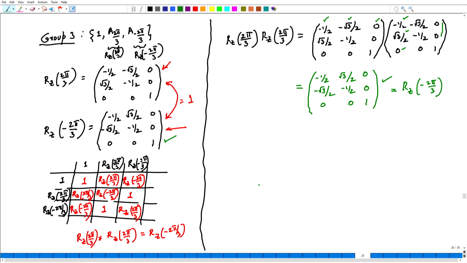And the same way you can multiply the other matrices and you can fill the group multiplication table. So, I also need to talk about symmetry operations related to reflection. We will produce reflection matrices, which I will take up in the next lecture.